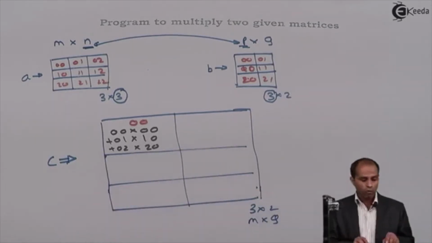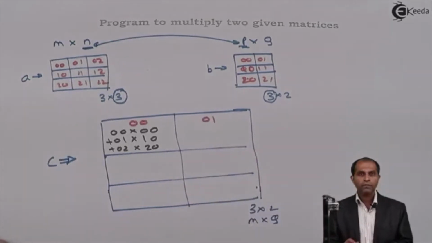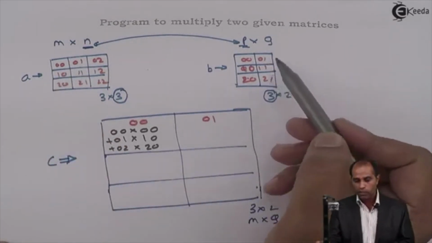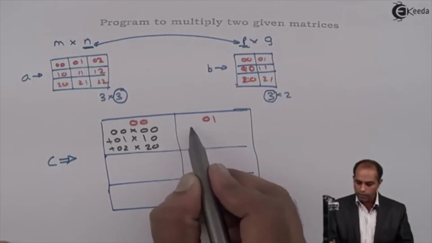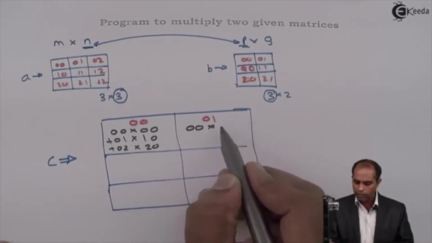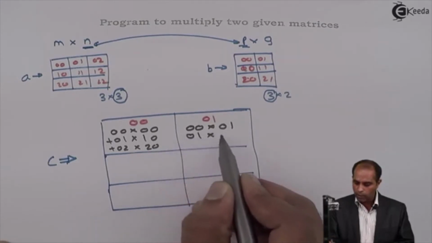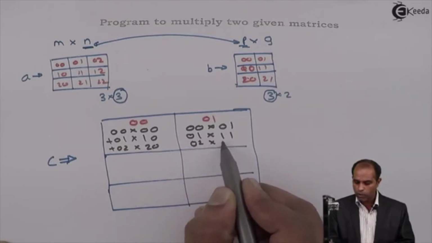Let me write one more set for you. C of 0, 1. What is C of 0, 1? C of 0, 1 is again the multiplication of the same row, but this time with the elements of the second column of B. So let me write the index of this. 0, 0 multiplied with 0, 1, 0, 1 multiplied with 1, 1, 0, 2 multiplied with what?